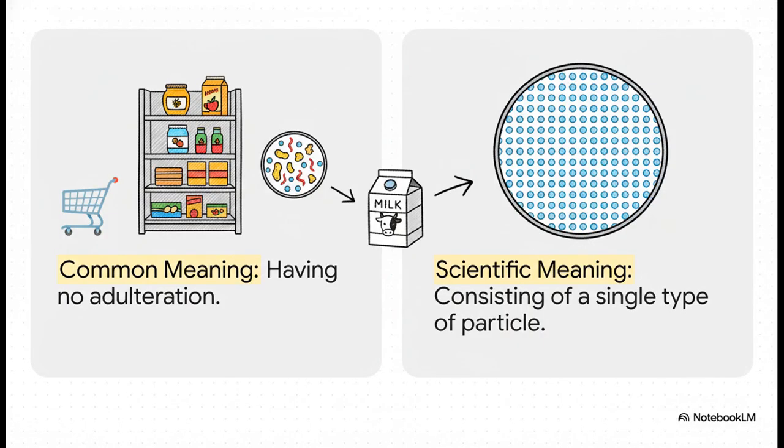It's a total showdown between two meanings. To most of us, pure just means nothing weird was added. But in science, it's super strict. It means something is made of only one single type of particle. That milk in your fridge is actually a jumble of water particles, fat particles, protein particles. You get the idea. It's a mixture. So for a chemist, it is definitely not pure.